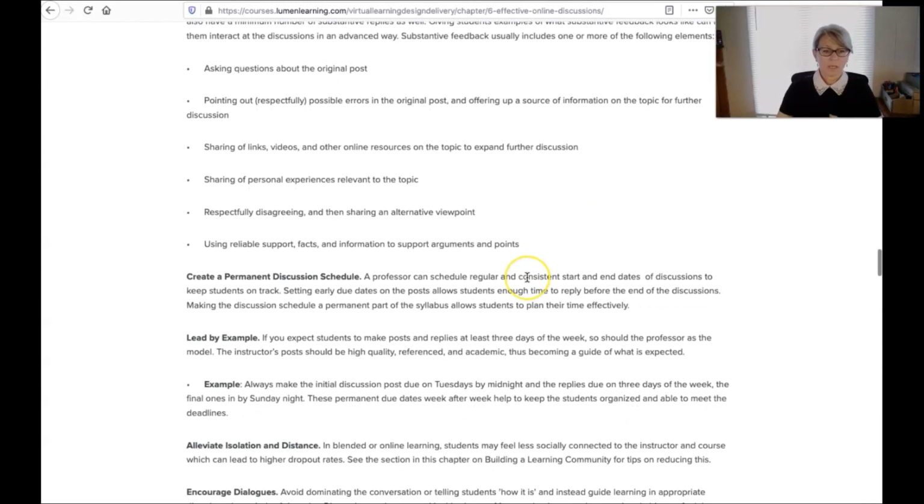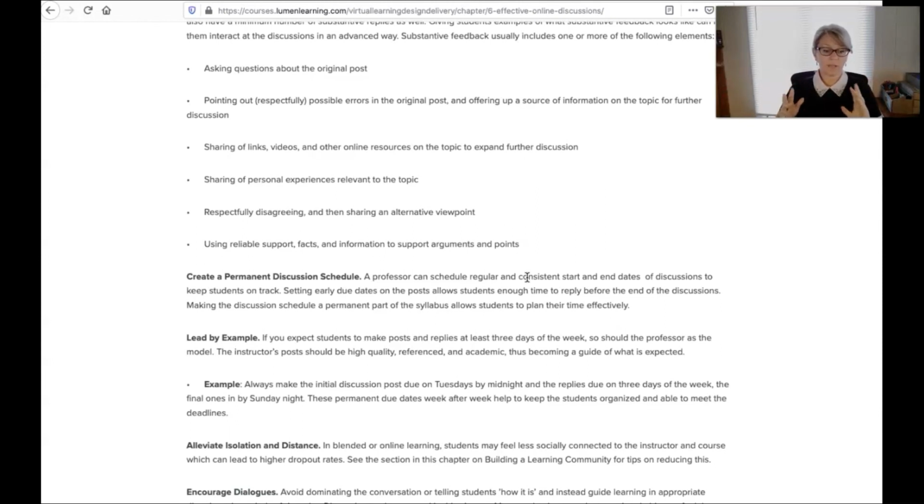Create a permanent discussion schedule. Have, for example, the initial discussion post or project or whatever they're posting due every week on the same day at the same time, like every Tuesday or every Wednesday, and then they know. I've often recommended to people that in online classes for online discussions, they do what I call the golden rule. So in my online classes, when I teach online, I have the golden rule of 3 by 3 by 3.